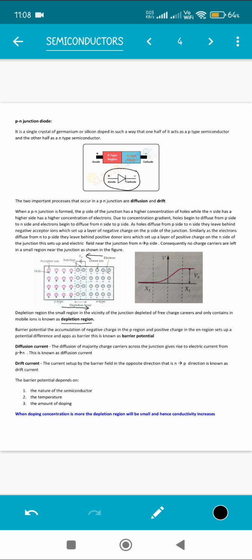Now, like I said, there are two types of processes. One is diffusion and the other is drift. So on the basis of that process also, there are two types of currents which are developed in a PN junction. Let's see. The diffusion of majority charge carriers across the junction gives rise to electric current from the P to the N side. This is known as diffusion current.